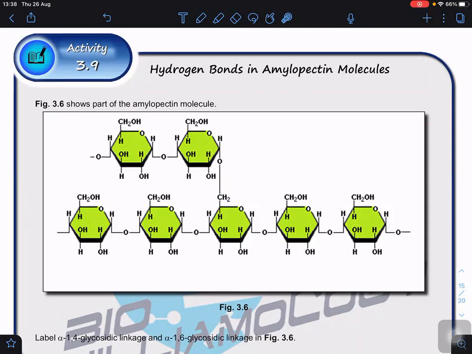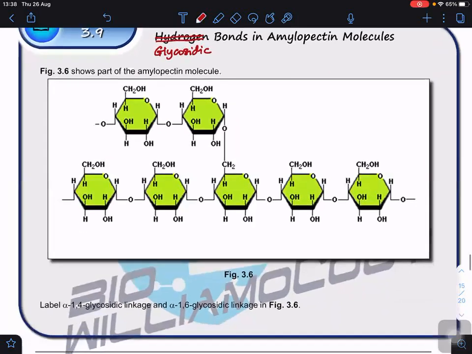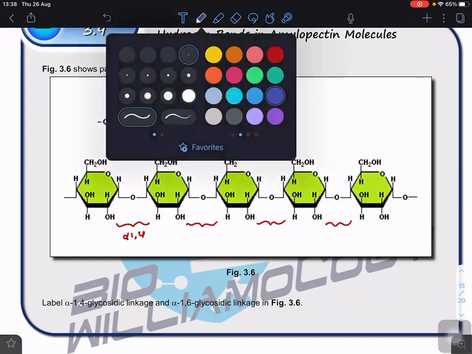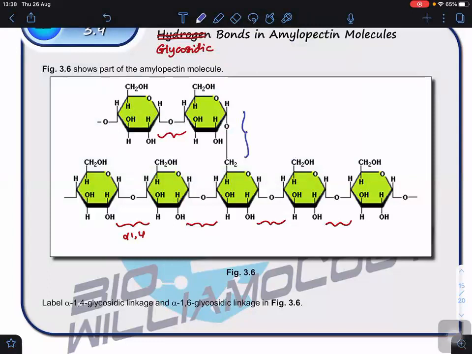Okay, so the title of this question is wrong. We are not talking about the hydrogen bonds. Change it, guys, to glycosidic bonds. My mistake. Change it to glycosidic bonds in amylopectin molecules. So again, you can see that we want to label alpha 1,4 and alpha 1,6. This one is alpha 1,4, in red color, whereas alpha 1,6, I use the blue color. This is alpha 1,6. Okay, glycosidic bond.